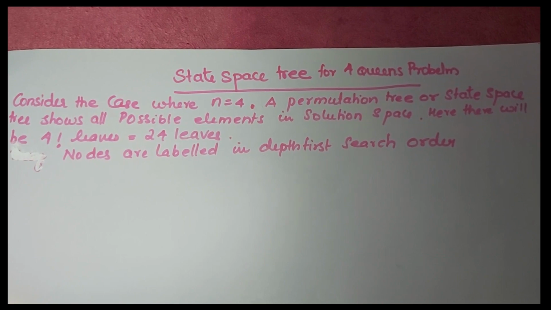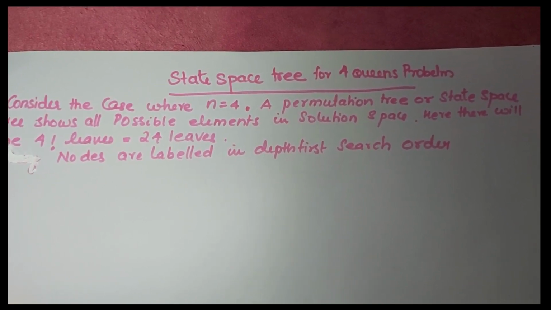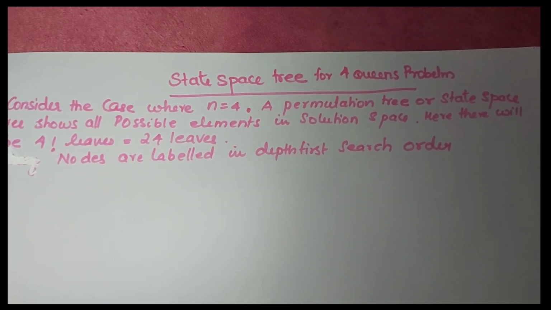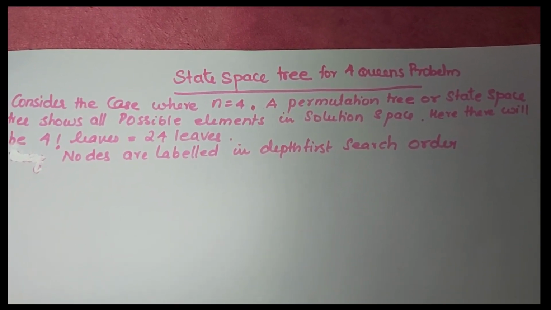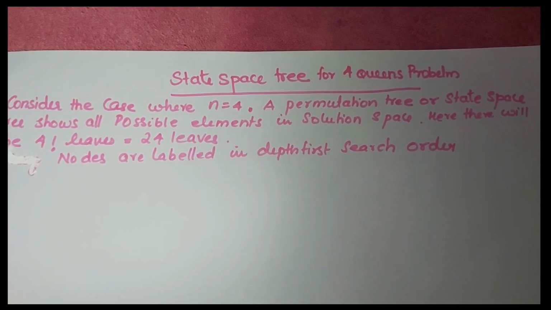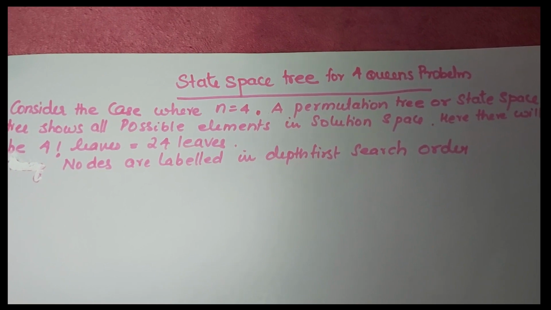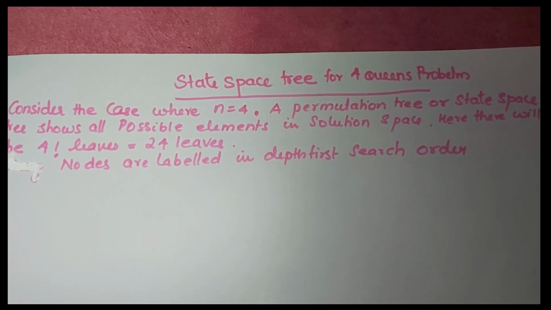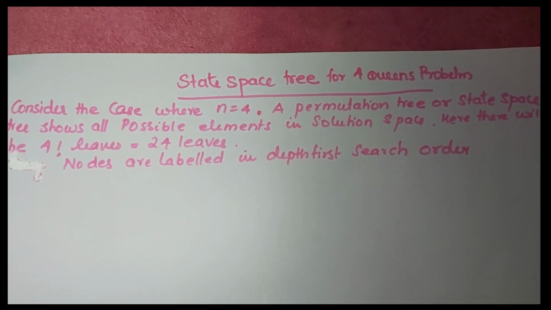A permutation tree or state space tree shows all possible elements in the solution space. So here, the number of leaves for this tree is 4 factorial, which is 24 leaves. First, these nodes are labeled in depth first search ordering. Okay, so we'll start drawing the state space tree.